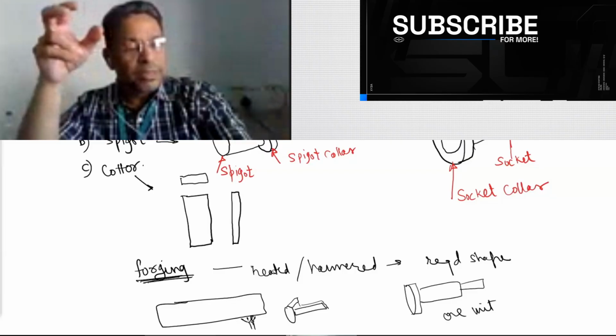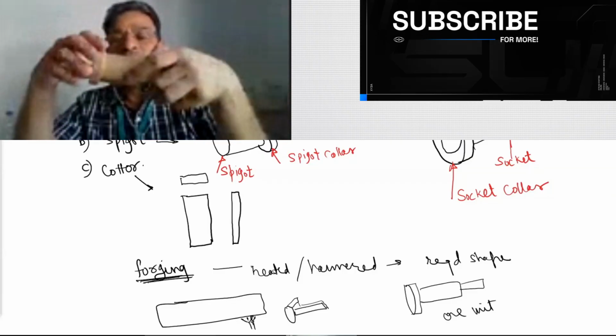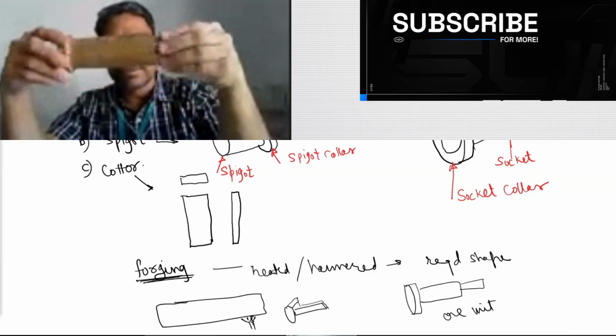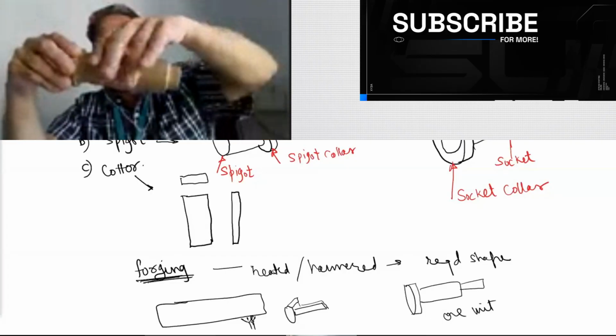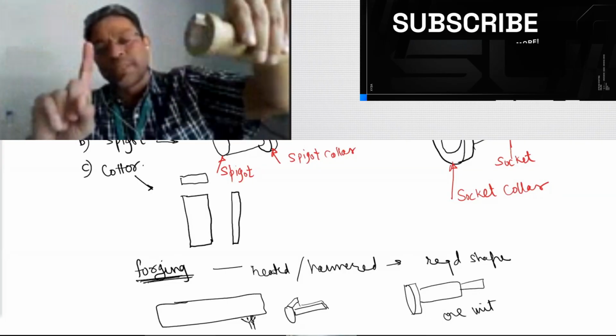Same is with the Cotter. Same is with the socket. This rod, this socket, and this socket collar is one unit.